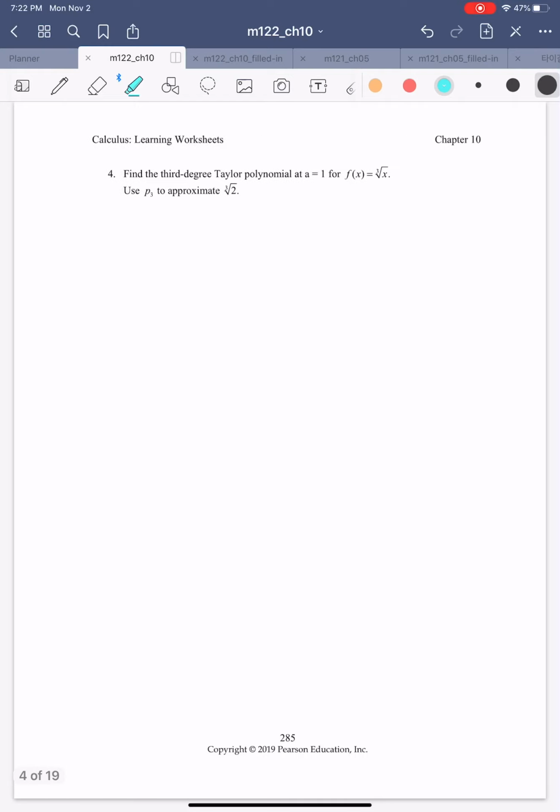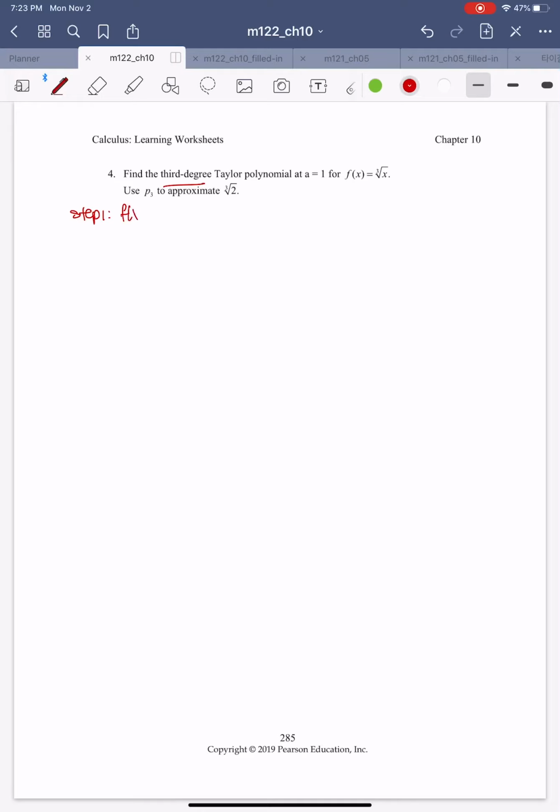All right, so let's do one more together. I believe this is the last example, and that's number 4. Another practice of coming up with a Taylor polynomial, and this is again a third degree, and we are going to use it to approximate cube root of 2. Okay, so same thing. Step 1, I'm going to need to differentiate 3 times because I want third degree.